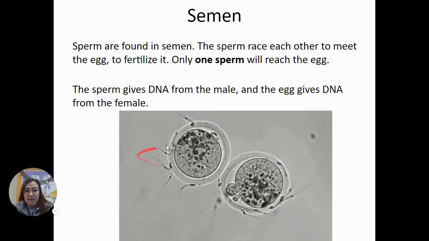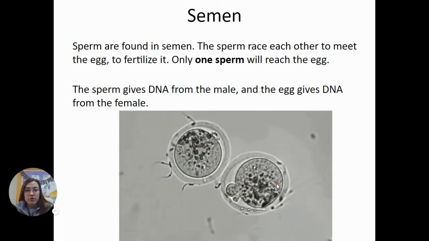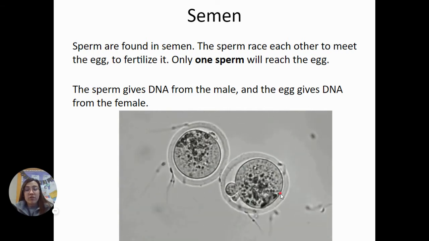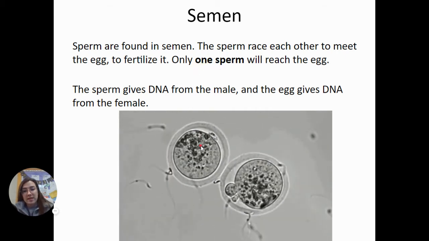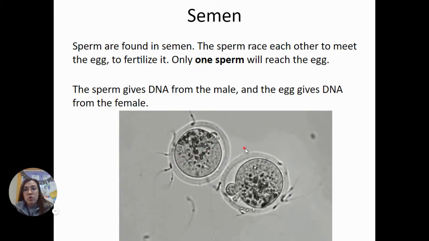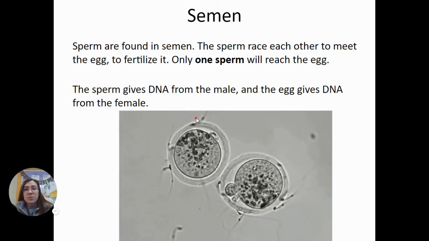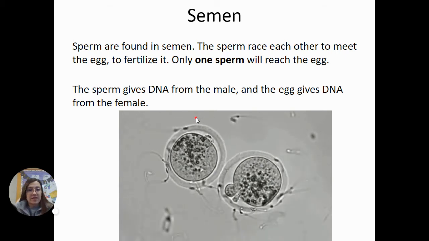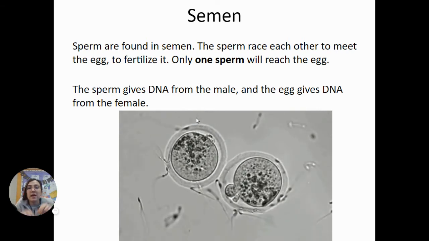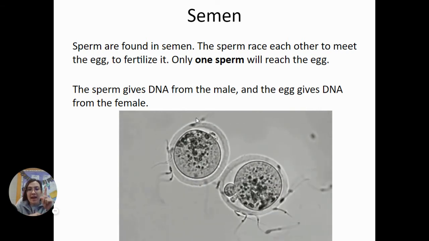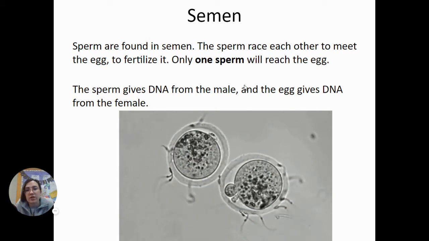Each of these little wiggling tails is a sperm, and the two circles are eggs. You can see it's kind of difficult for the sperm to get in, but how it works is only one sperm will be able to get through the egg's doors. So only one sperm will be able to fertilize this egg. The sperm gives the DNA from the male and the egg gives the DNA from the female. Remember how we looked at genetics and you get 50% from both parents? That's because you have one egg from your mother and one sperm from your father. That makes up your 50% of your DNA.